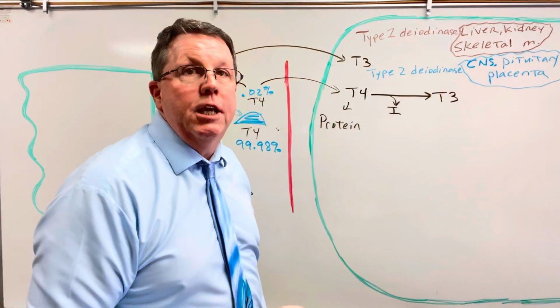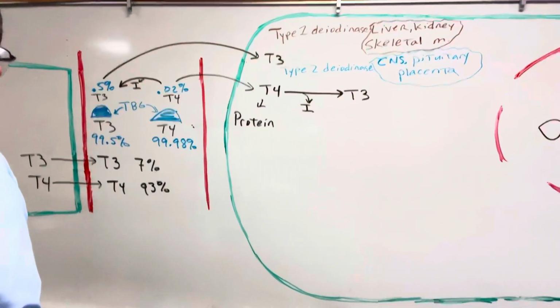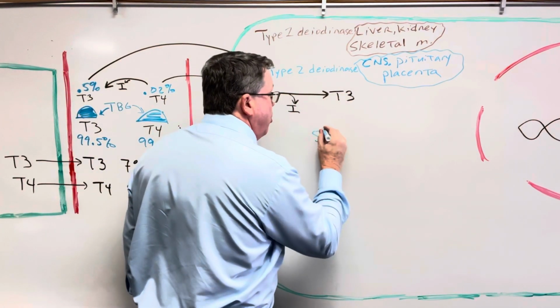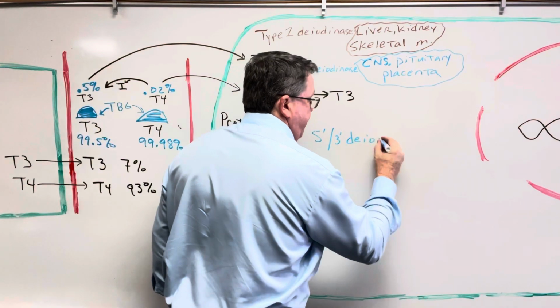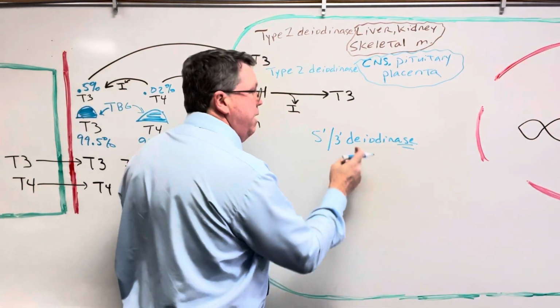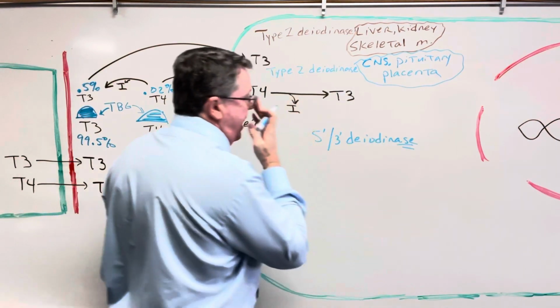Now here's the thing about these: both of these are what we call 5' deiodinase. Deiodinase, remember, if it ends in ASE, it means it's an enzyme. Deiodinase means it's going to take iodine off. So let's take a look at how that happens.